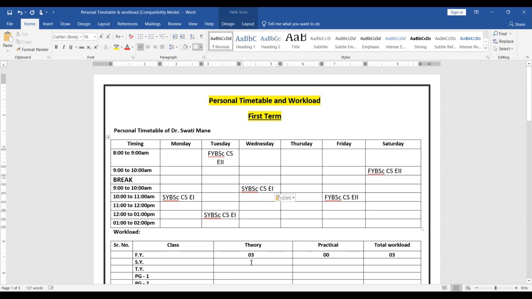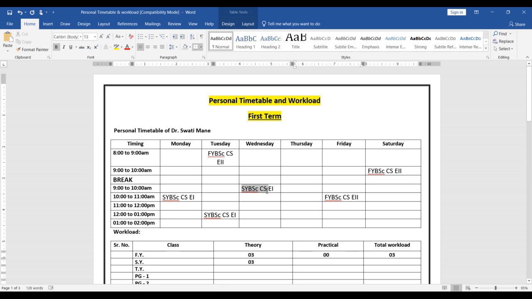So number of lectures, suppose they are 3, weekly 3 lectures suppose allotted. Then I have to mention under theory column again for SY the workload will be 3 because 3 lectures are allotted as per syllabus to me.